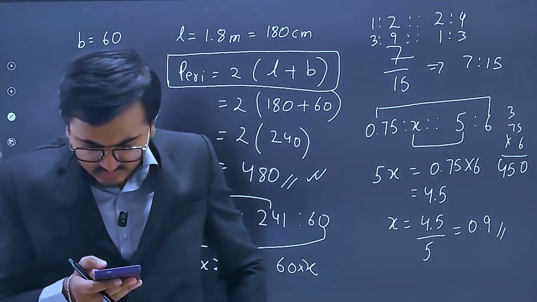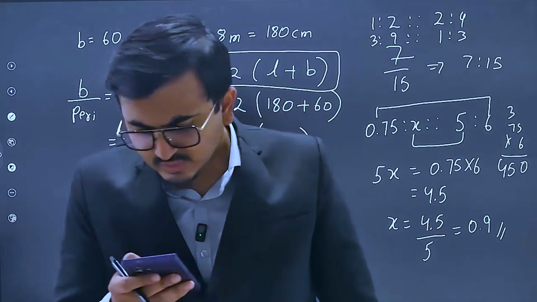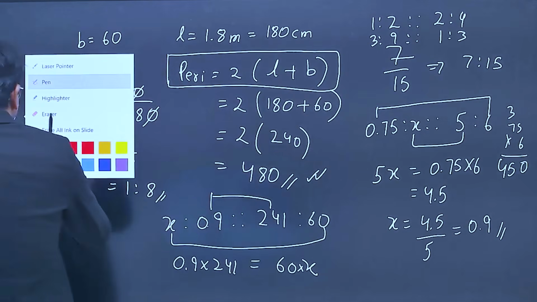Sir, can you explain if A is to B is 4:5, B is to C is... okay, clear, fine. Let's look into this. It's a good question.